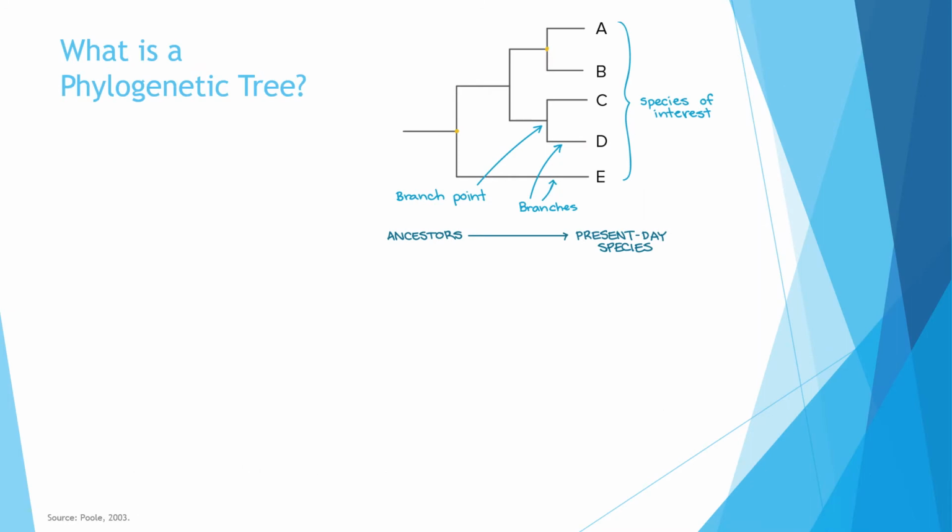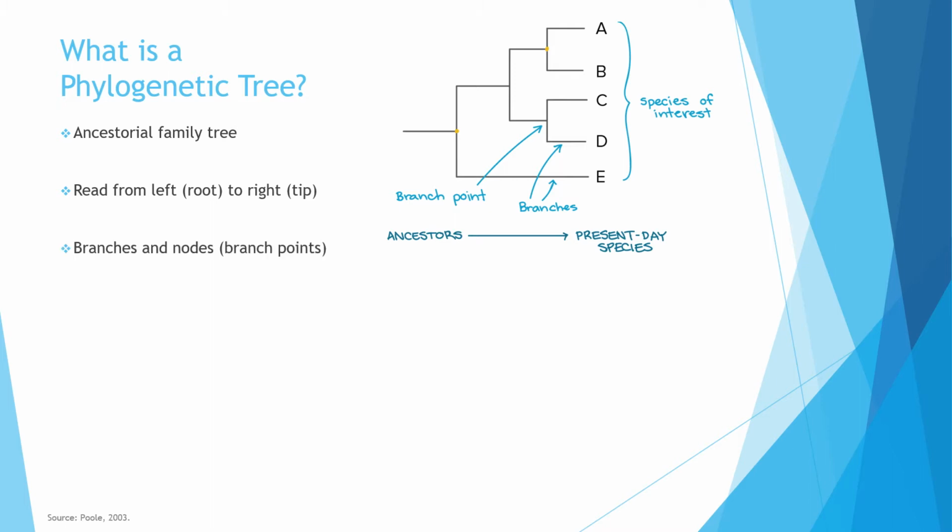What is a phylogenetic tree? A phylogenetic tree is an ancestral family tree that shows the relatedness among organisms. They are read from left to right, or root to tip, and they are in order of the most to the least primitive. They consist of branches and nodes, sometimes called branch points. A branch point or a node is a point where an ancestor splits into multiple different species.